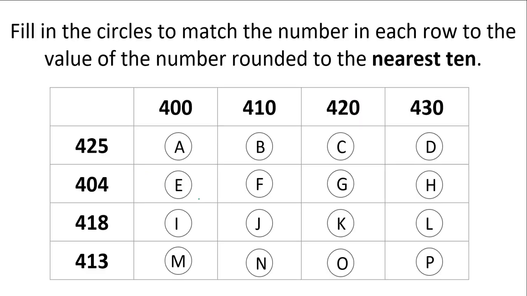You're doing a great job keeping up with me. Let's keep going. We're going to fill in the circles to match the number in each row to the value of the number rounded to the nearest 10. Okay, here's what I see. I see 425 here. If I rounded 425 to the nearest 10, would I get 400? Well, let's look at the digit next door. It's a 5 or more. So the 2 will go up by 1. I should get 430 if I round 425 to the nearest 10.